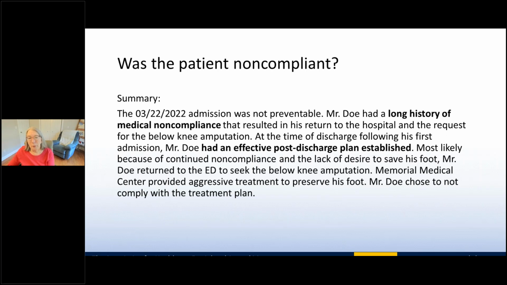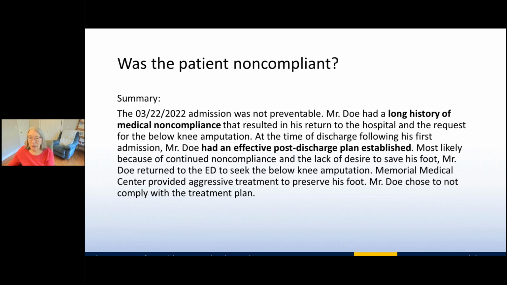So the summary of our appeal argument was that the second admission was not preventable. He had a long history of medical noncompliance that caused him to return to the hospital and request the amputation. At the time of discharge following his first admission, he had an effective post-discharge plan, but most likely because of continued noncompliance and lack of desire to save his foot, he returned and asked for the amputation, which is what they did.